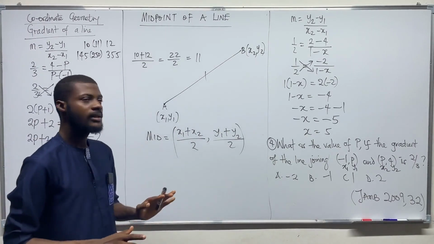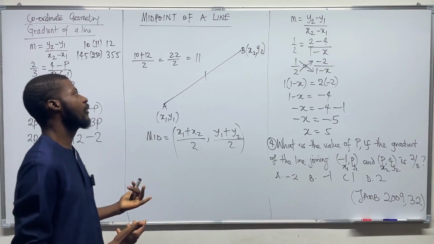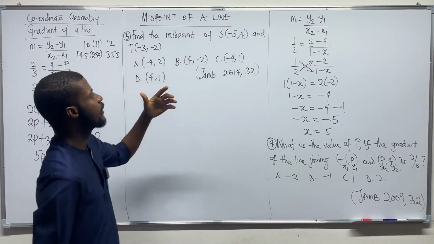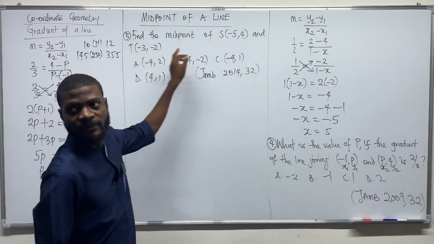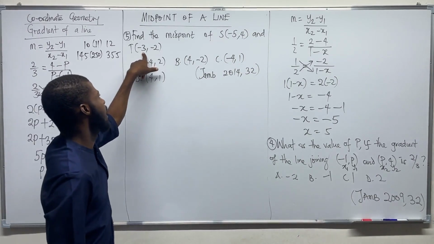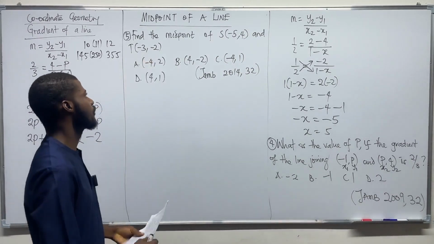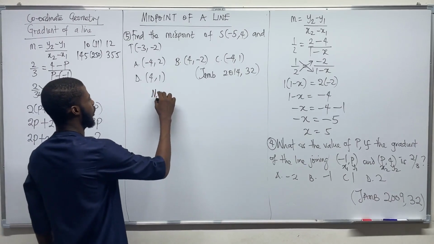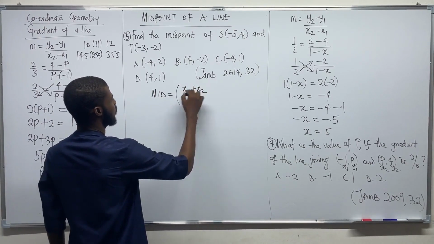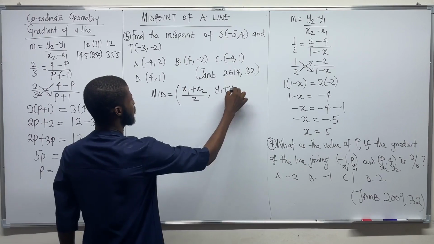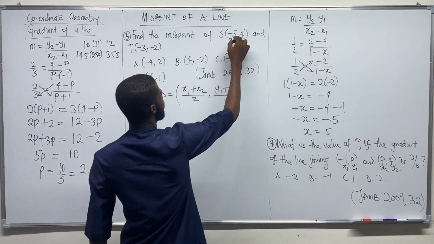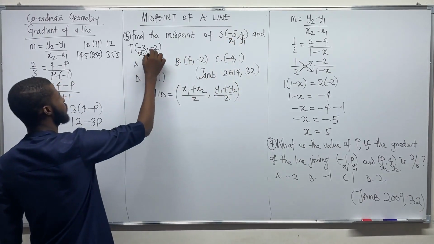So with this, let us solve questions on the midpoint of a line. Here's the first question, and it says we should find the midpoint of the line ST. The coordinate of S is minus 5, 4, and the coordinate of T is minus 3, minus 2. Remember, according to the formula, the midpoint is x1 plus x2 over 2, y1 plus y2 over 2. So let us name our points. This is x1, y1, while this is x2, y2.